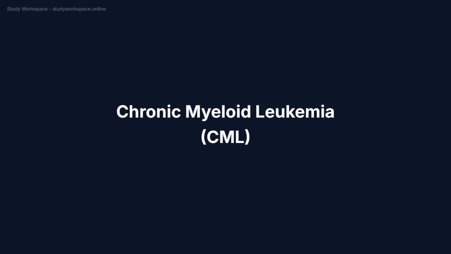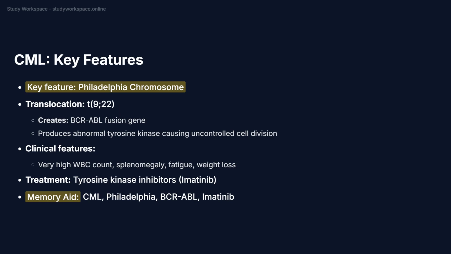Now let's move to chronic myeloid leukemia. The key feature here is the Philadelphia chromosome. It results from a translocation between chromosomes 9 and 22, creating the BCR-ABL fusion gene. This produces an abnormal tyrosine kinase that causes uncontrolled cell division. Patients often have a very high white blood cell count, splenomegaly, fatigue, and weight loss. Treatment is with tyrosine kinase inhibitors such as Imatinib. A useful memory aid is CML, Philadelphia chromosome, BCR-ABL, and Imatinib.